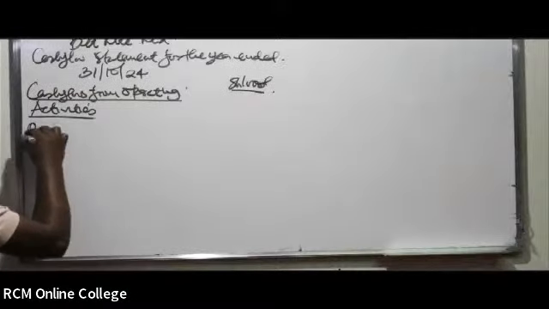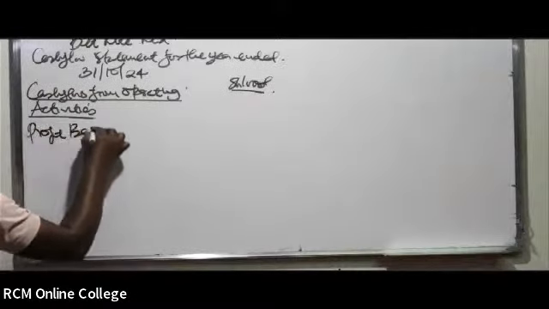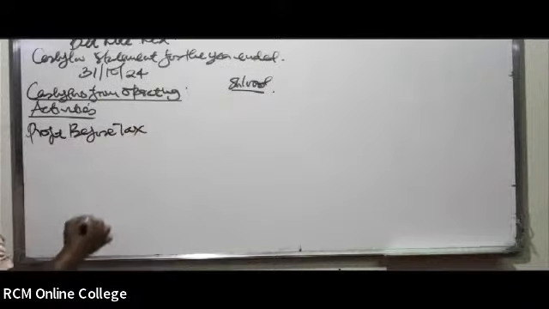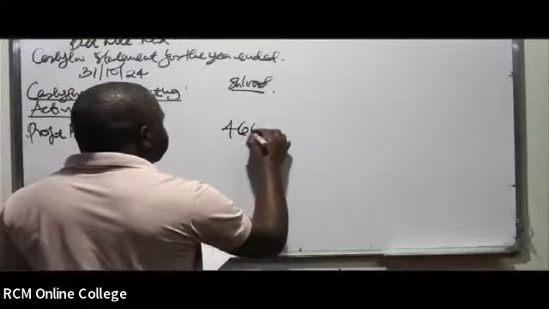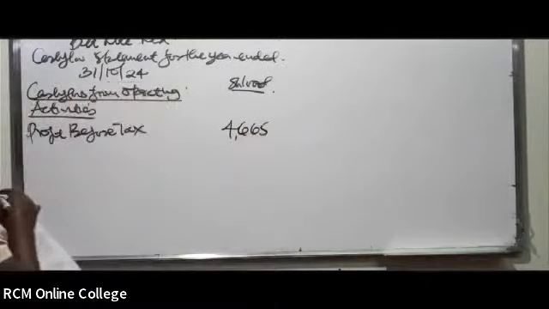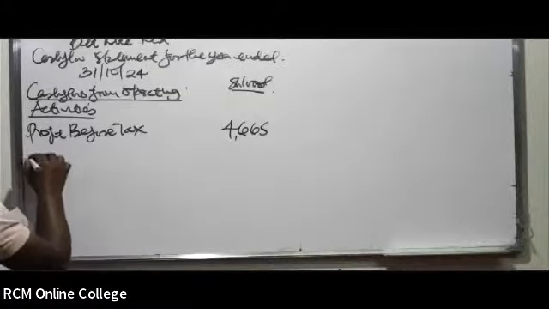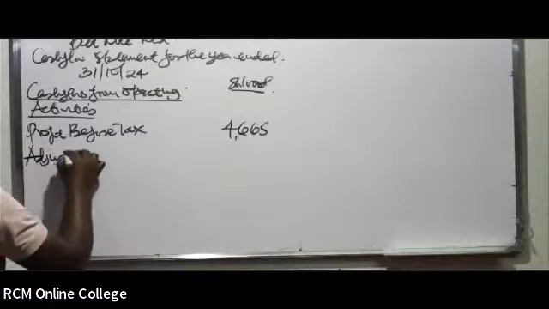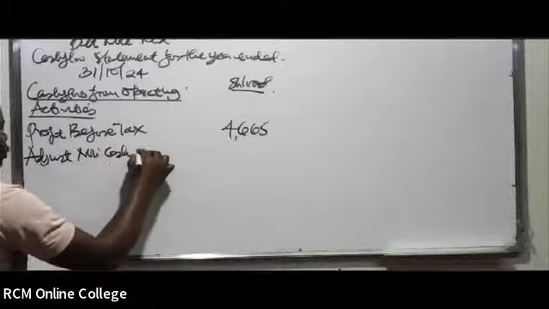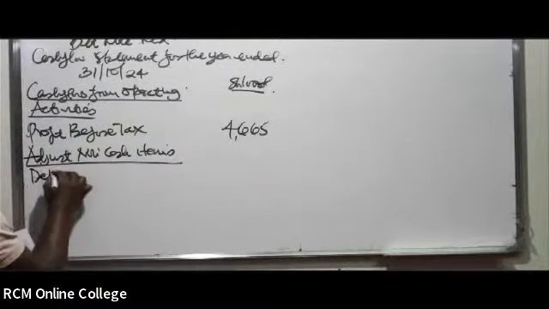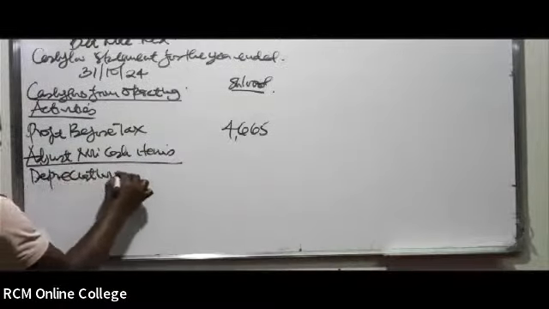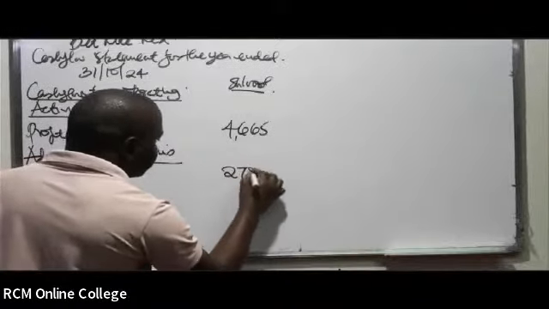So profit before tax. You can see the figure you've been given in the income statement extract. The profit before tax is 4665. Then you adjust with the non-cash items. For the non-cash items, we have depreciation, which we've been given as 2780.